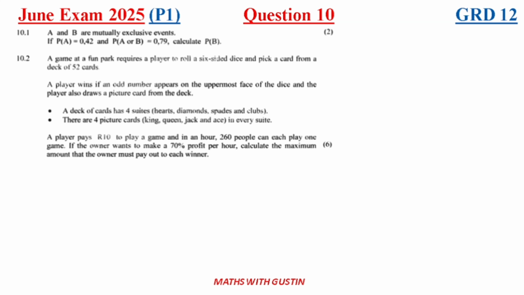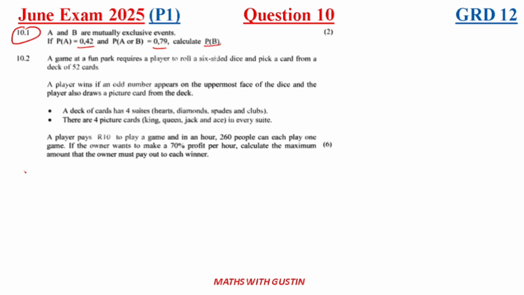All right, guys, here is question 10.1. It's in probability. It says that A and B are mutually exclusive, meaning that they can't happen at the same time. So therefore they said if the probability of A is 0.42 and the probability of A or B is 0.79, calculate the probability of B.